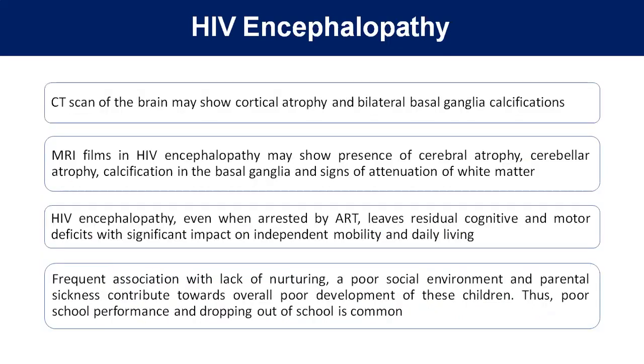CT of the brain may show cortical atrophy and bilateral basal ganglia calcification. MRI will show the presence of cerebral atrophy, cerebellar atrophy, calcification in the basal ganglia, and signs of attenuation of white matter.